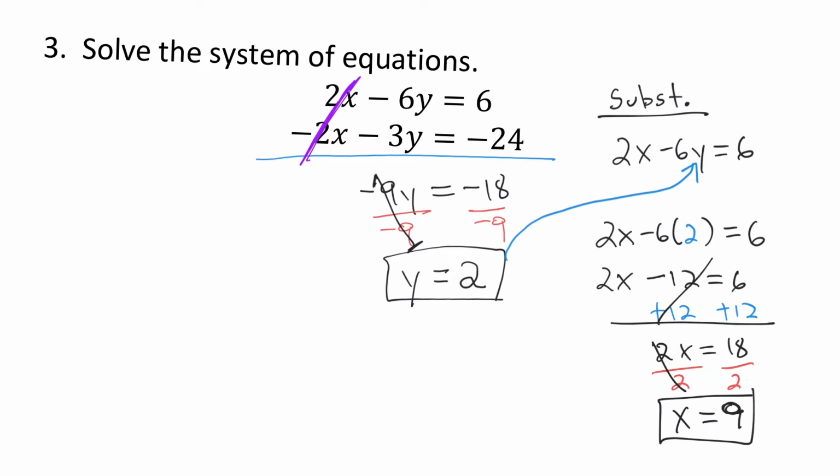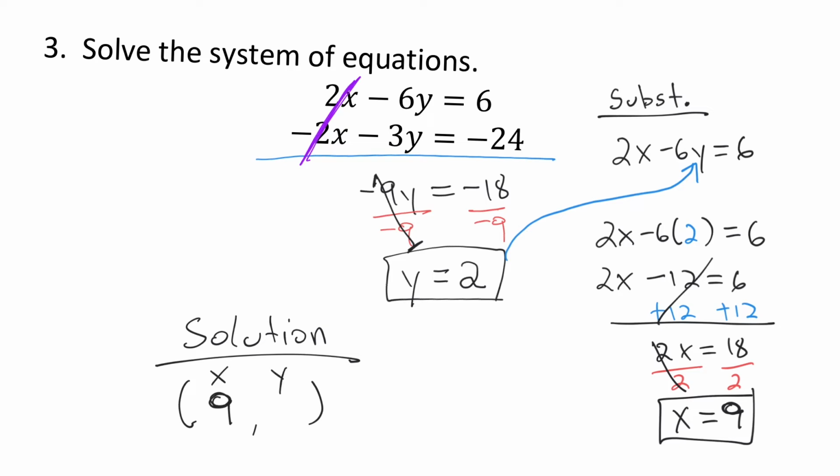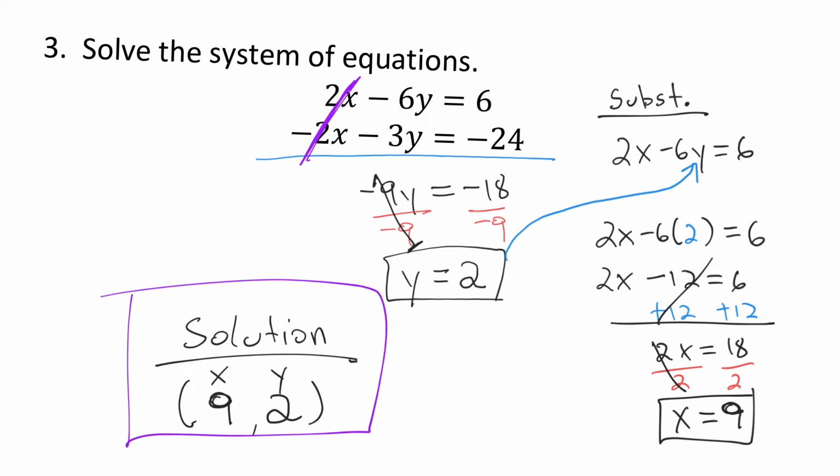When you write your solution, we do have one solution because this is 1 point. My solution has to be in parentheses. It's an ordered pair. You have a point. Remember, the x is always first, alphabetical order. So you put the 9, and then the y value is next. So 9 comma 2 will be your answer. The order does matter, so make sure you check that the x is first and then the y.